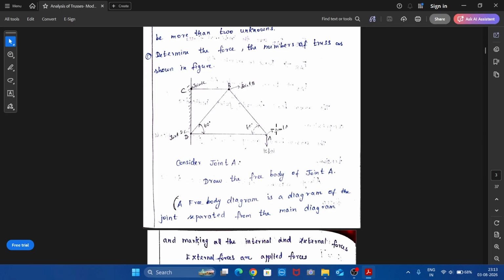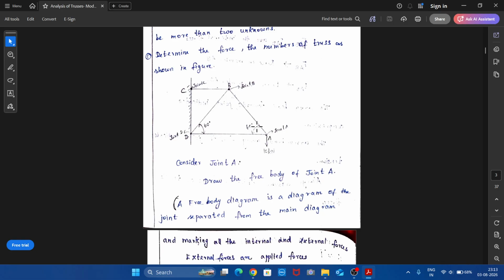This truss is considered to be a cantilever truss since it is fixed at one end and it's free at the other end. In case of cantilever truss, we can start from the free end. So the free end is A. So consider joint A. We need to draw the free body diagram of joint A.